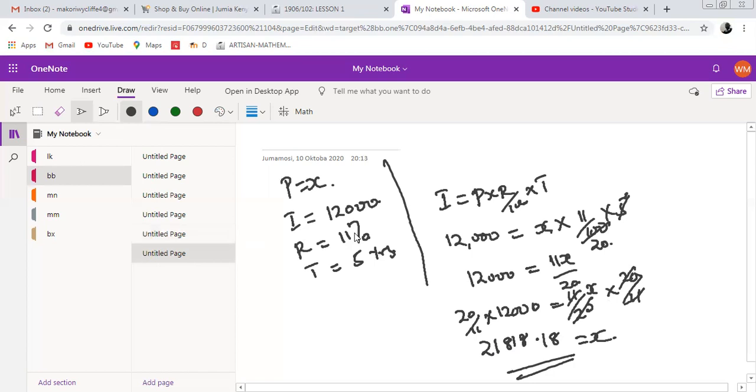So with this formula, you can be asked to calculate anything. You can be asked to calculate the interest, the principal, the rate, or even time. So it is a matter of knowing how to play along with it.